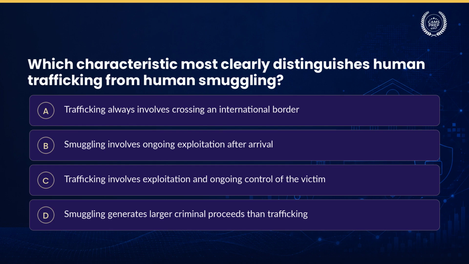Question 2. Which characteristic most clearly distinguishes human trafficking from human smuggling? A. Trafficking always involves crossing an international border. B. Smuggling involves ongoing exploitation after arrival. C. Trafficking involves exploitation and ongoing control of the victim. Or D. Smuggling generates larger criminal proceeds than trafficking. Think carefully about the defining element.